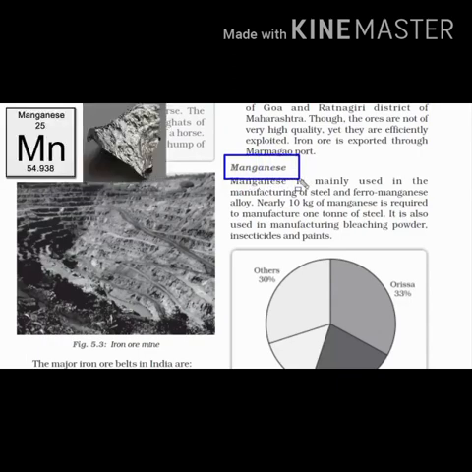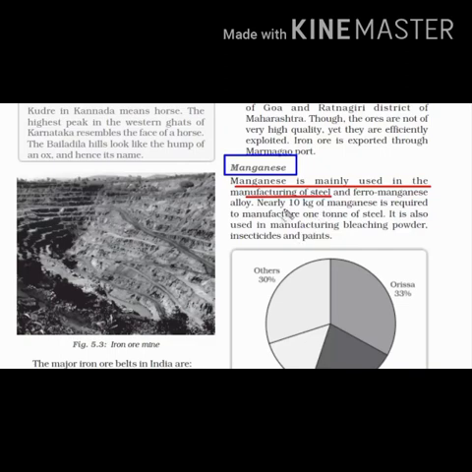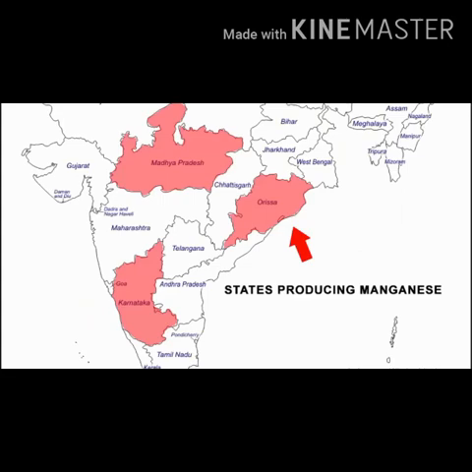Second mineral, which is manganese. It's mainly used in the manufacturing of steel. There is an estimate that 10 kg of manganese is required to manufacture 1 ton of steel. It is also used in manufacturing of bleaching powder, insecticides, and paints. Now, Orissa is the largest producer of manganese ores in India.